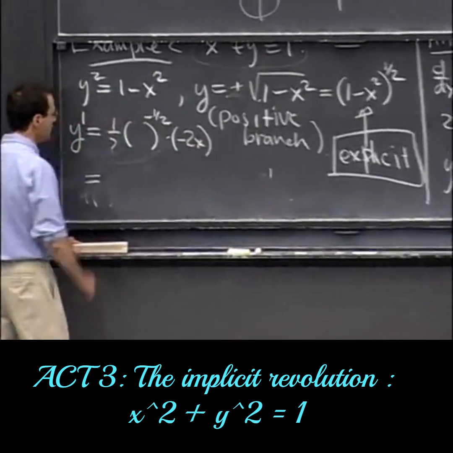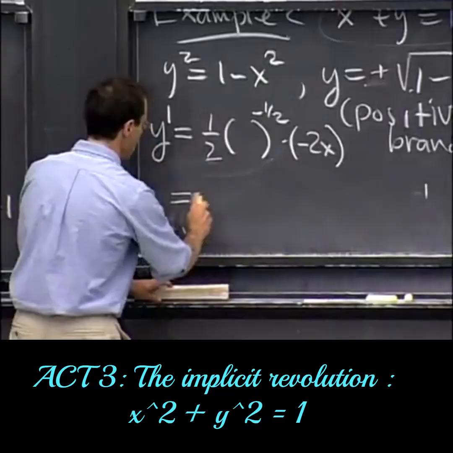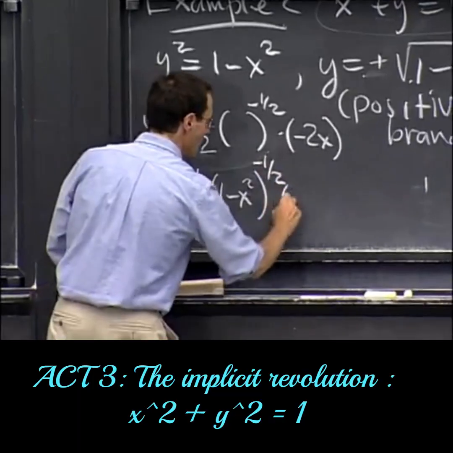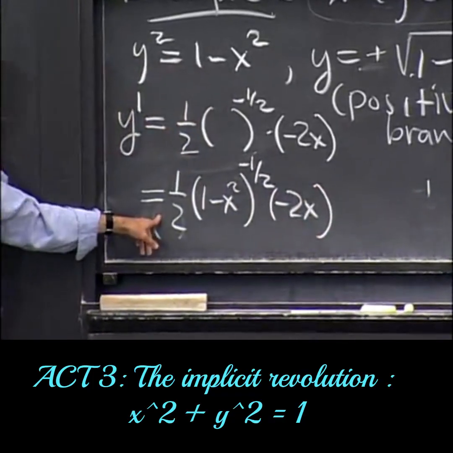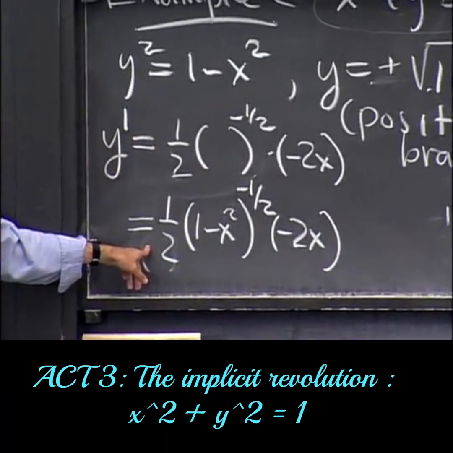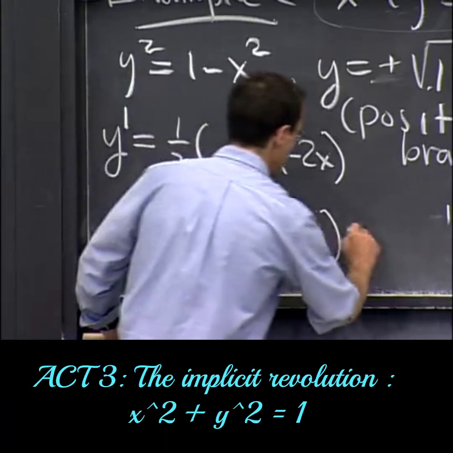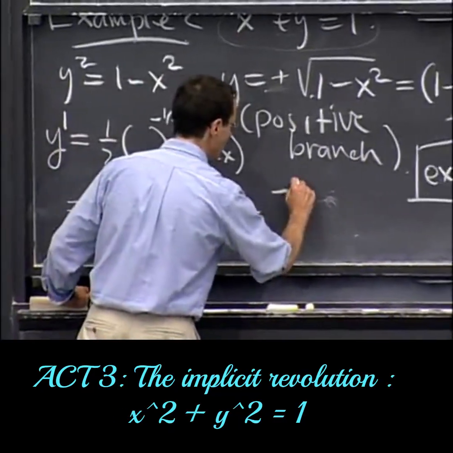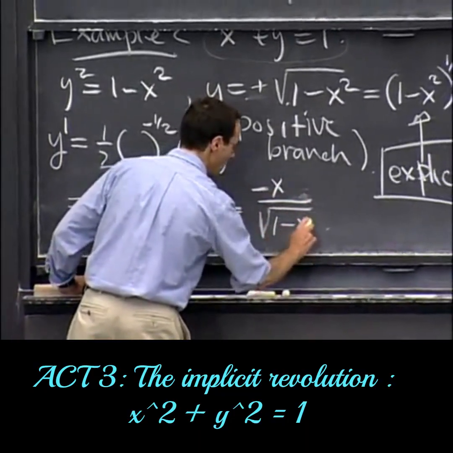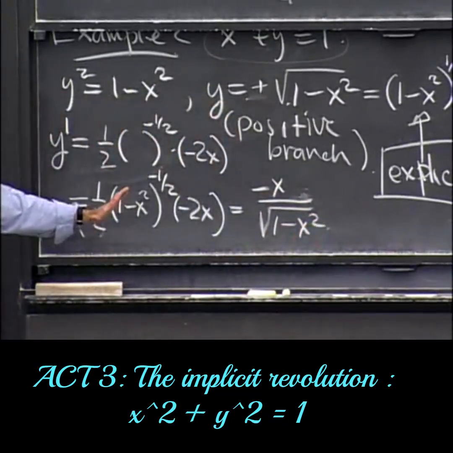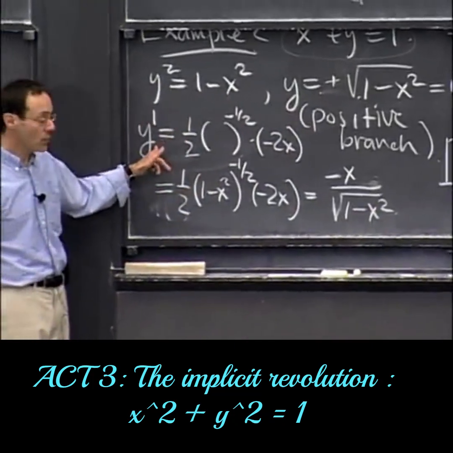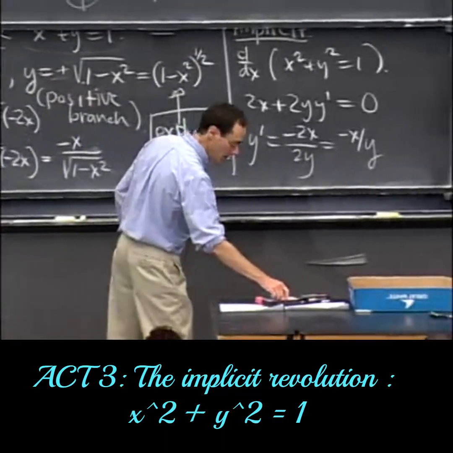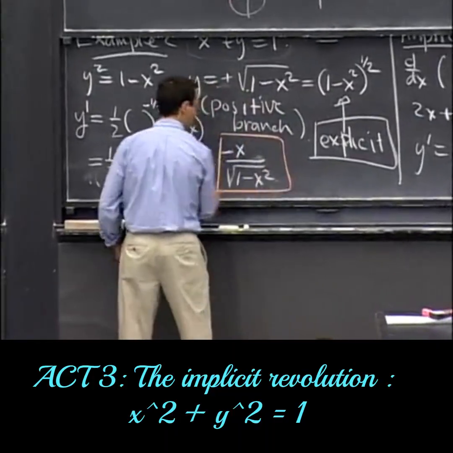I'm going to put this underneath and simplify it. So what was our solution over here? It was a half 1 minus x squared to the minus a half times minus 2x. That was what we got over here. And that is the same thing if I cancel the 2's and I change it back to looking like a square root. That's the same thing as minus x divided by square root of 1 minus x squared. All right, so this is the formula for the derivative when I do it the explicit way. And I'll just compare them, these two expressions here.